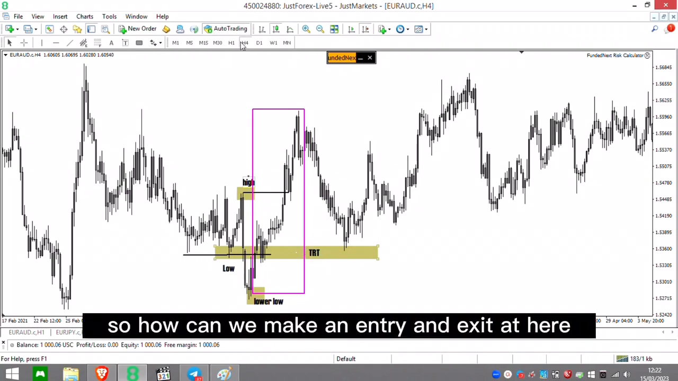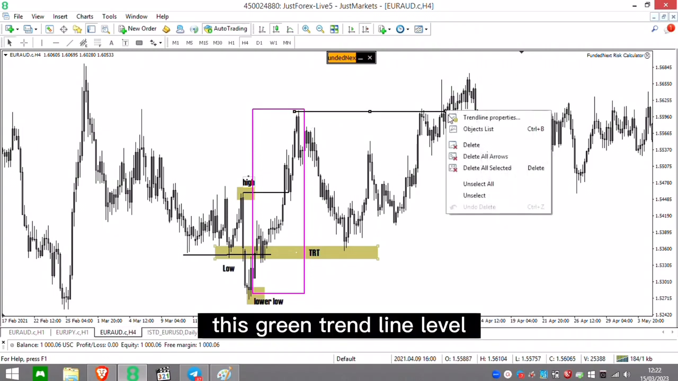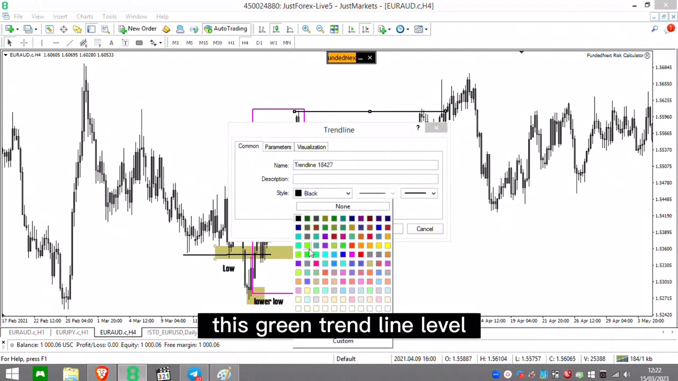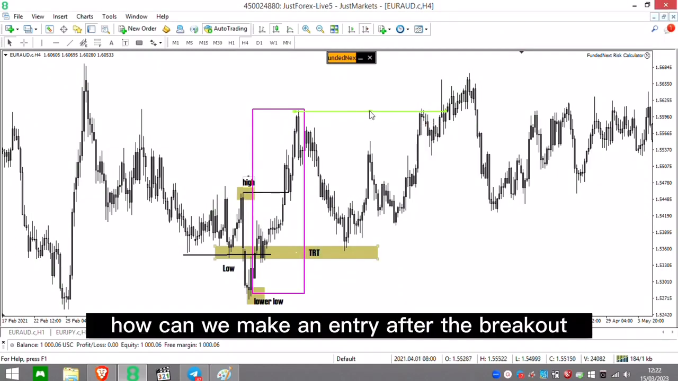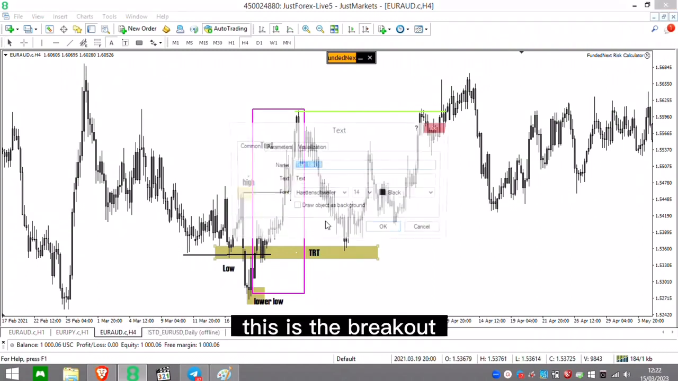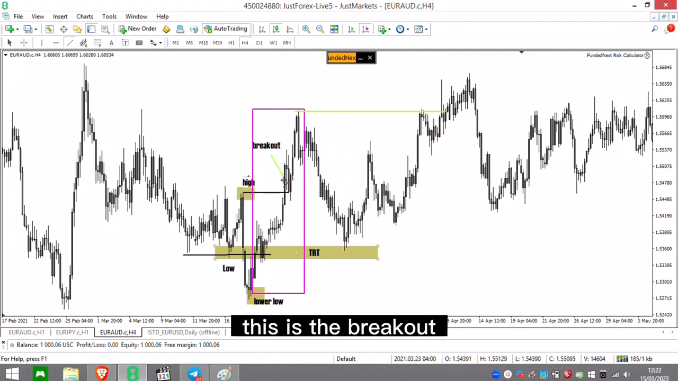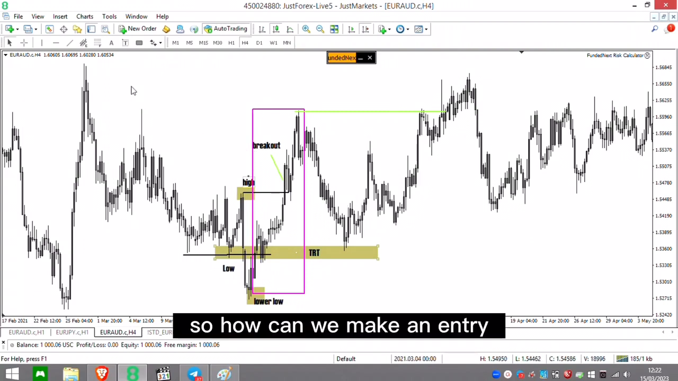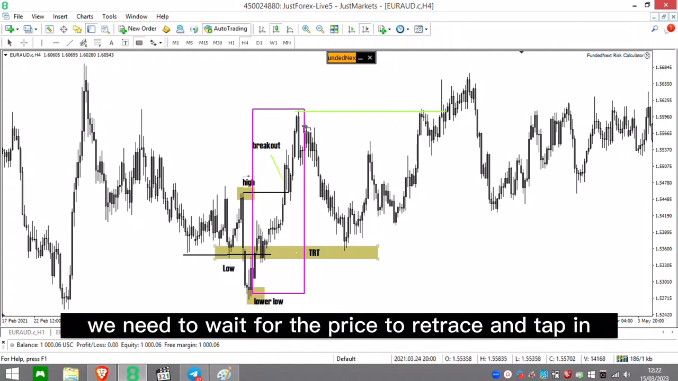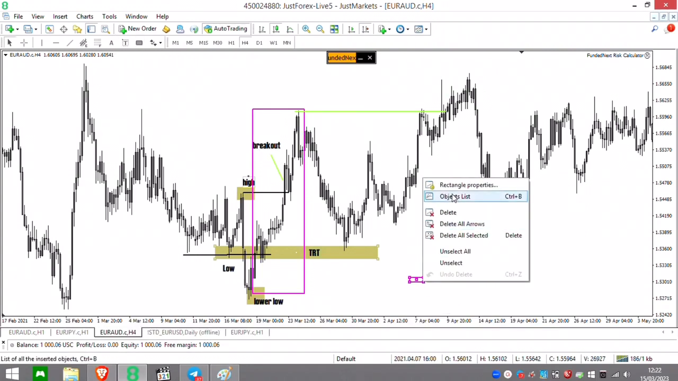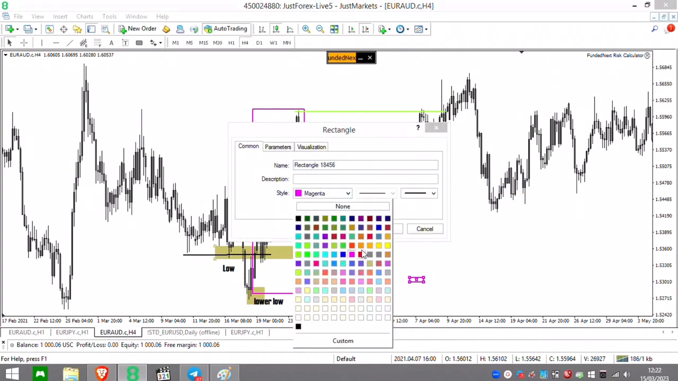So how can we make an entry and exit here? This green trend line level. How can we make an entry after the breakout? This is the breakout. Breakout. This is the breakout. So how can we make an entry? So of course we need to wait for the price to retrace and tap in on this TRT zone.